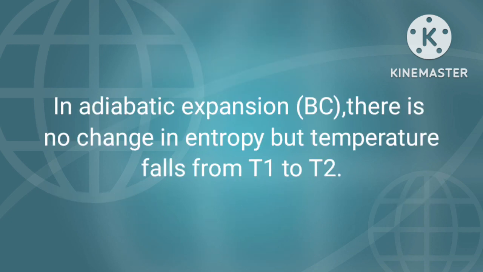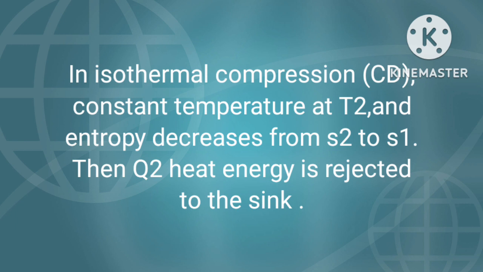In adiabatic expansion BC, there is no change in entropy, but the temperature falls from T1 to T2. In isothermal compression CD, the temperature is constant at T2 and the entropy decreases from S2 to S1.